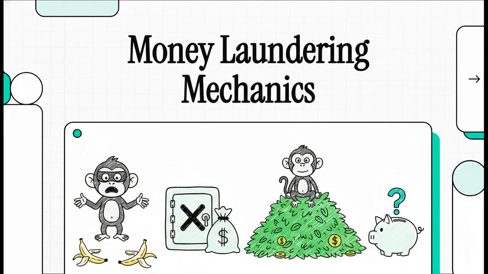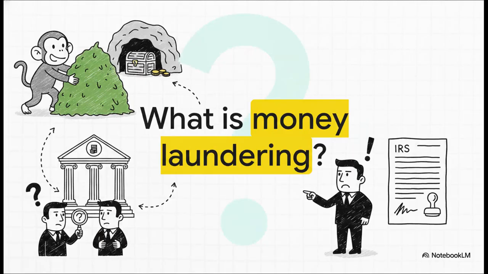Boom! He pulls off the heist, and suddenly he's sitting on an absolute mountain of leaves, which, in our monkey economy, is cold, hard cash. But now he faces a massive problem. How does he actually use this stolen wealth? And that right there brings us to our core question. Why can't our monkey just walk down to his local bank and deposit this huge pile of stolen leaves?